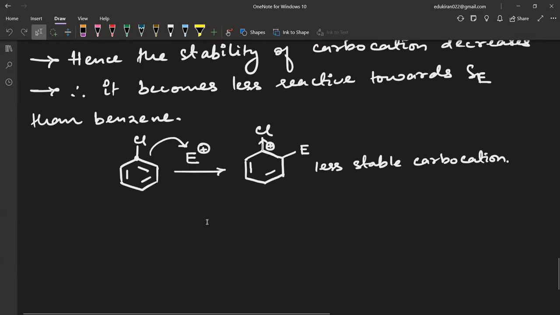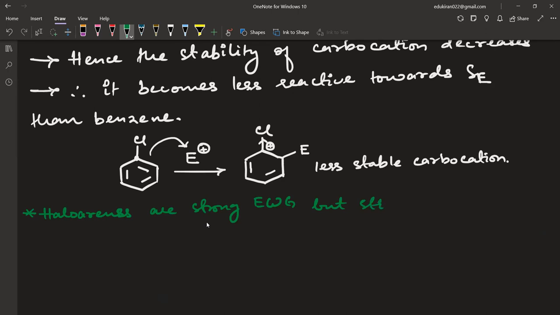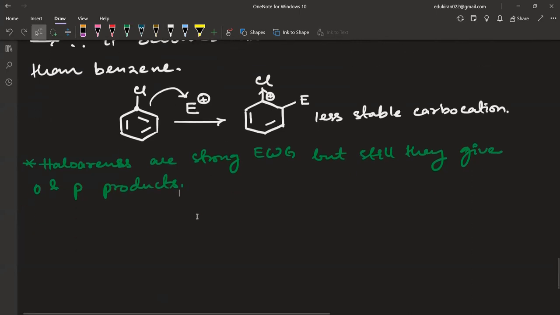Initial points dekhe honge aap logon ne, right? Now the other question they can ask you is: haloarenes are strong electron withdrawing group, but still they give ortho and para products. Okay, you have to explain this one.